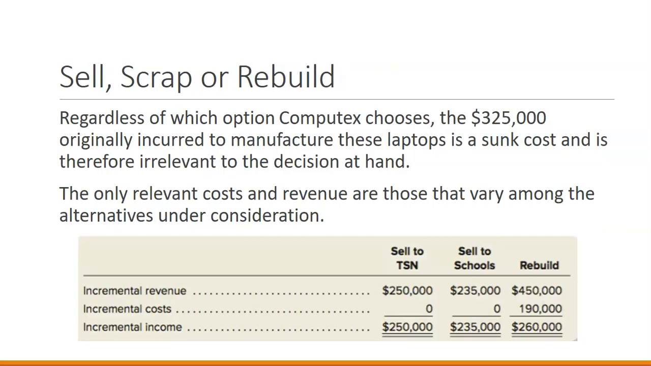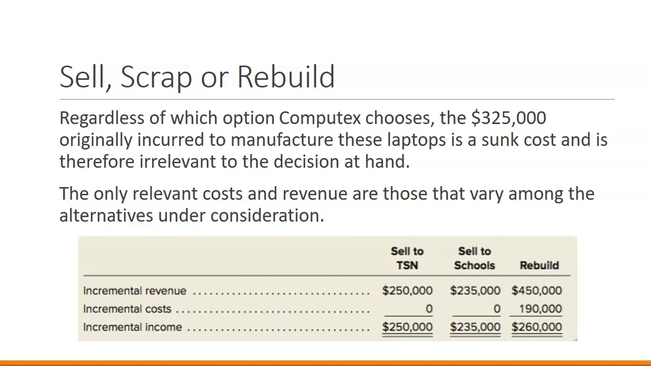So we look at the three different options. We have incremental revenue, incremental costs, and incremental income. So the $325,000 original manufacturing cost is a sunk cost. So we don't even think about that cost. We're only looking at the costs that change based on our decisions.